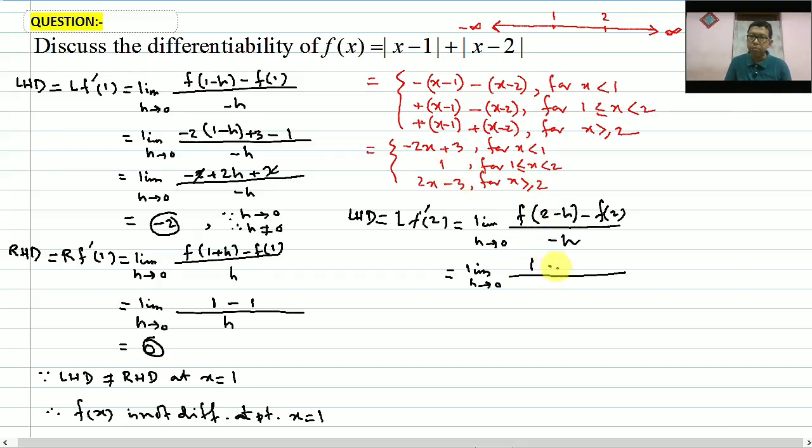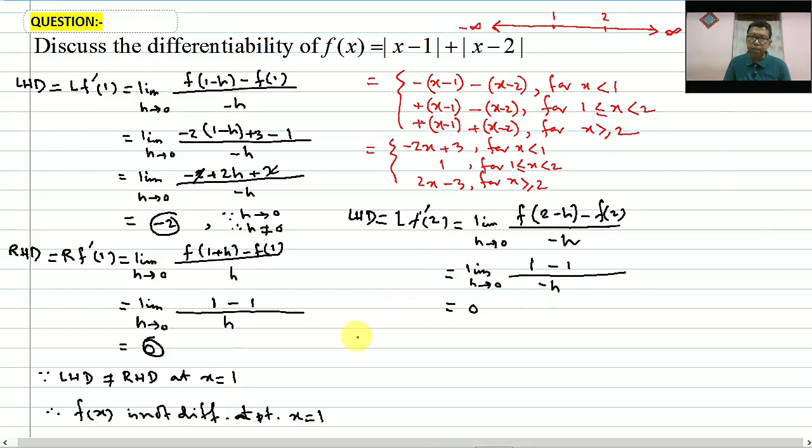Then 1 minus f of 2, that means the value of the function f of x at the point x is equal to 2. What is the value of the function at x equal to 2? Here the function is twice x minus 3, so 2 into 2 minus 3, that is 4 minus 3, which is equal to 1. So put 1, whole divided by minus h. What is the limit? The value is equal to 0. So your LHD at the point x is equal to 2 is 0.